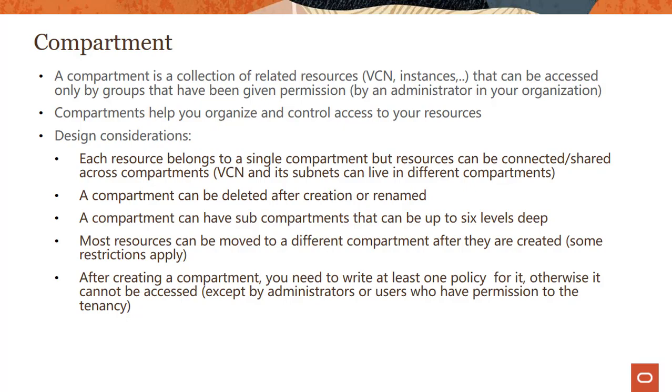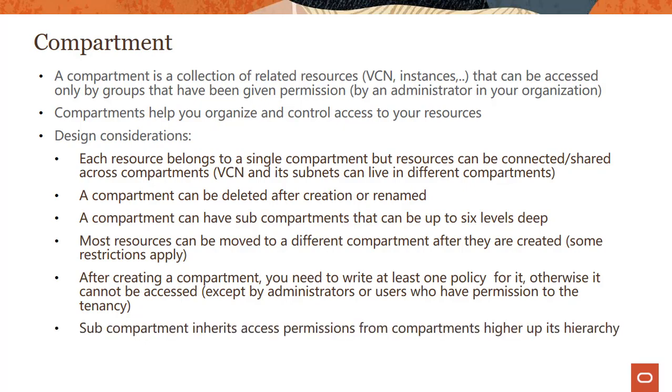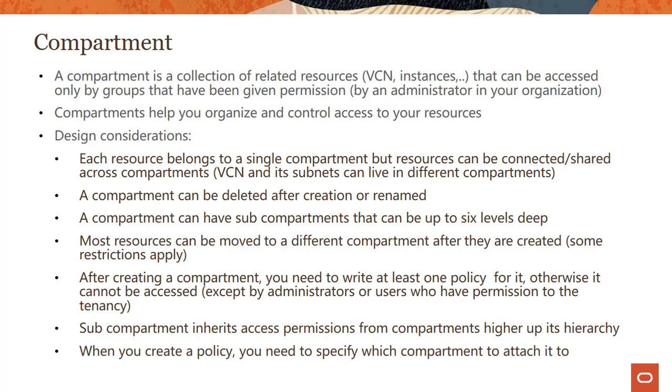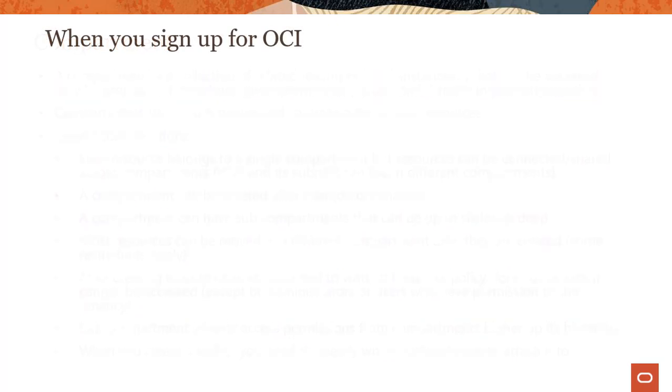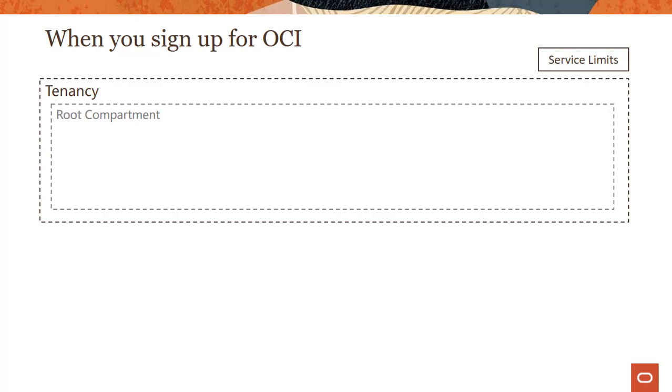After creating a compartment, you need to write at least one policy for it. Otherwise, it cannot be accessed. Of course, the admins who created the compartment, or users who have permissions to the tenancy, can access it. But to really make it useful, you need to write a policy against the compartment. Sub-compartments, which we said can be six levels deep, inherit access permissions from compartments higher up in their hierarchy. We'll look into a module on this specifically. And when you create a policy, as we looked at in the previous module, you need to specify which compartment it attaches to.